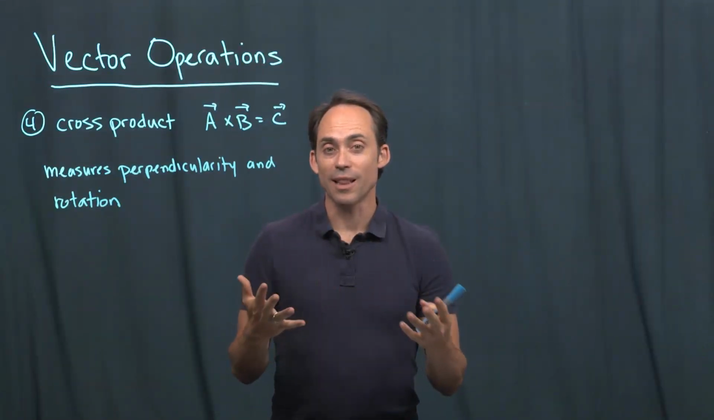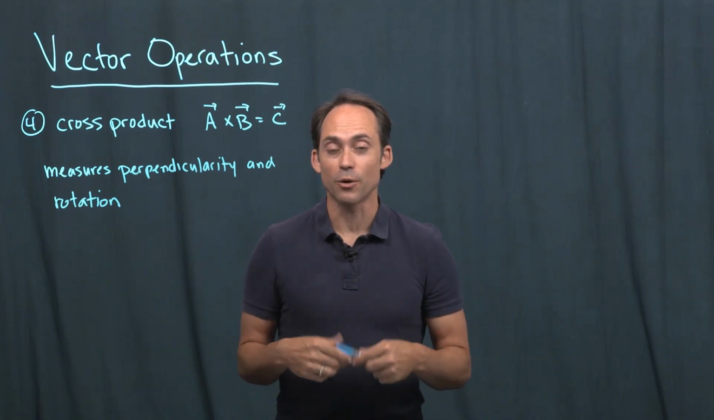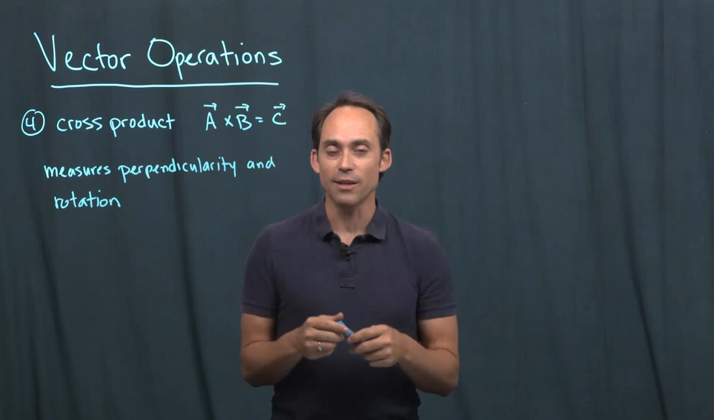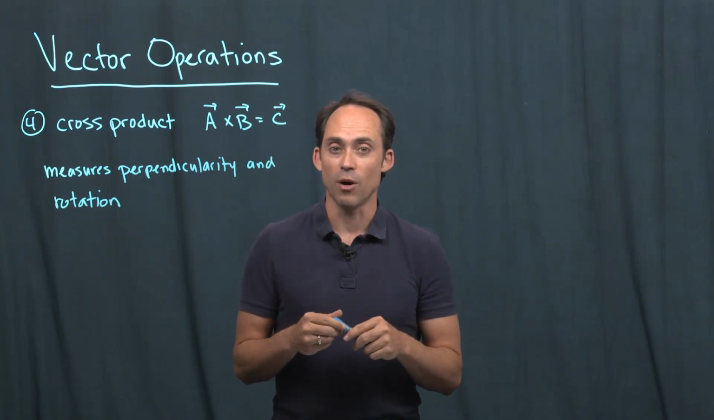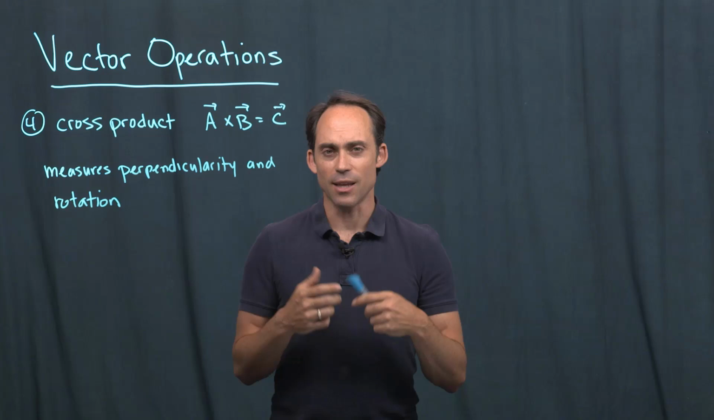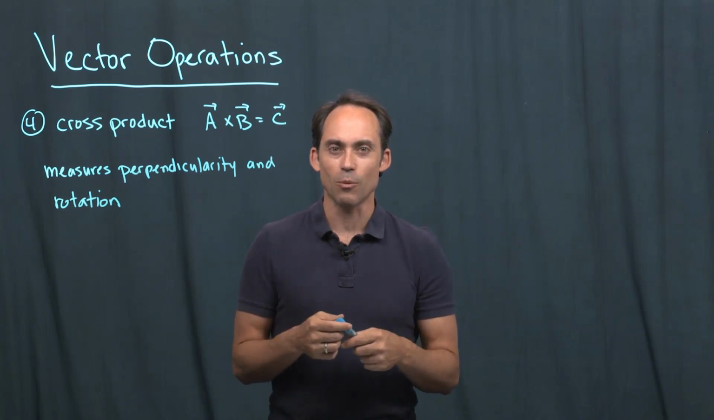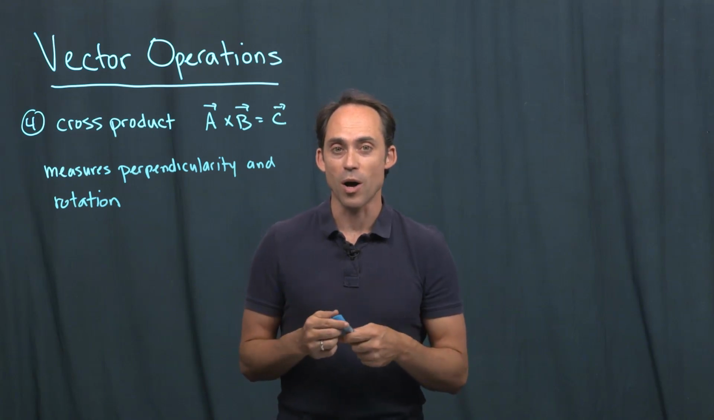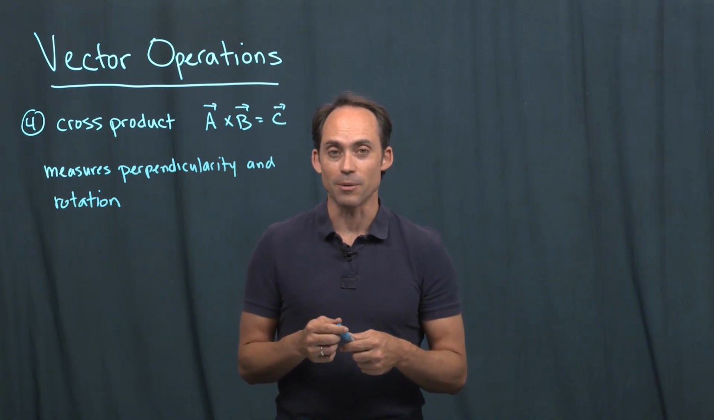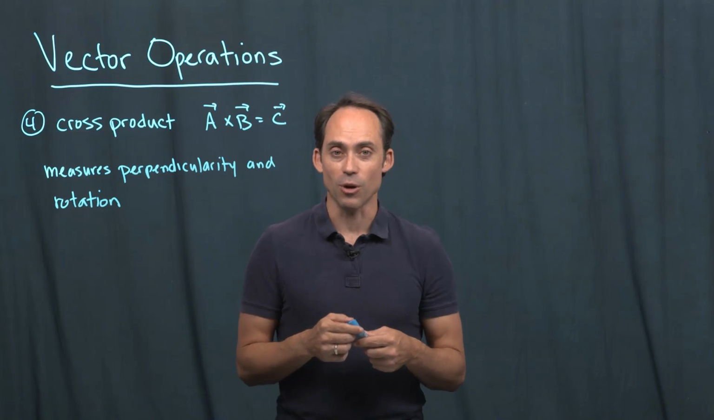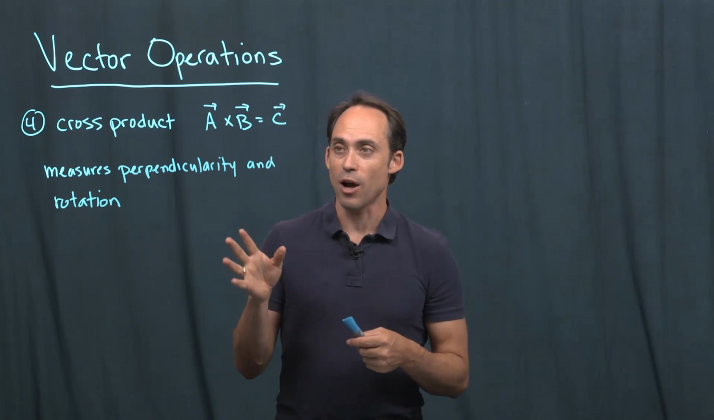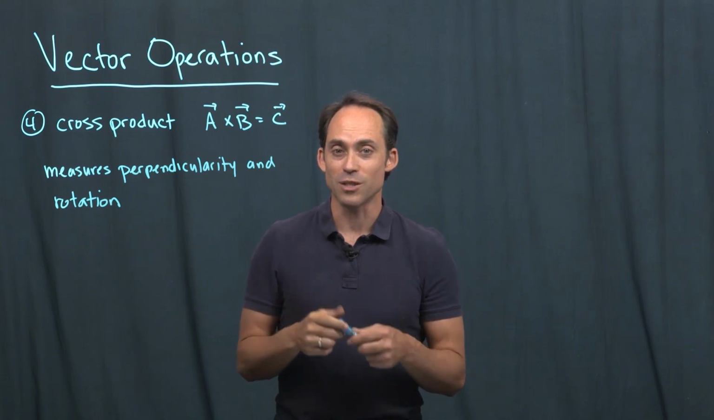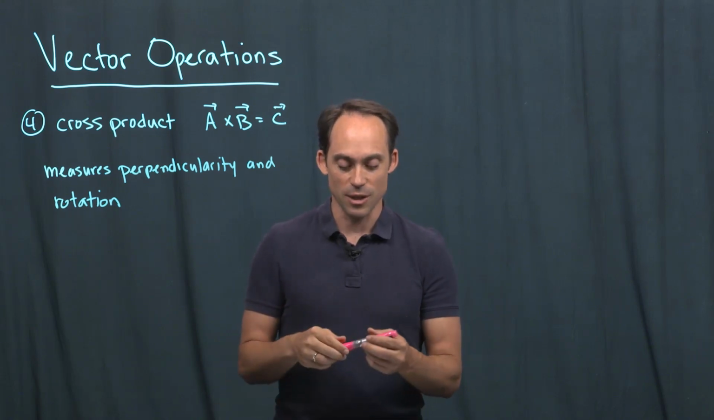Our next multiply-like operation for vectors is called the cross product, and this is something that measures the perpendicularity or the rotation of one vector into another one. And that term rotation should give an indication that we're going to use this particularly when we get to the end of the quarter when we talk about rotational quantities like torque or angular momentum, which are all calculated using the cross product. Unlike the dot product, the cross product actually produces a new vector whose direction is actually pretty interesting, as we'll see in just a moment.